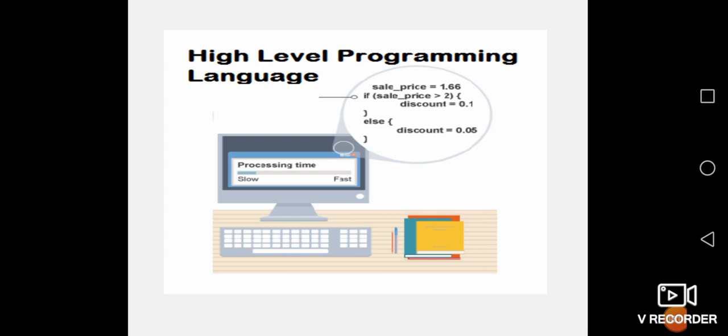See, in a high level programming language, you can see sales price is equal to 1.66, and if the sale price is less than 2, then discount 0.1, or else discount 0.05. All this you can understand, right? This is how they would use it in a supermarket or something like that, and the computer will also respond to it.